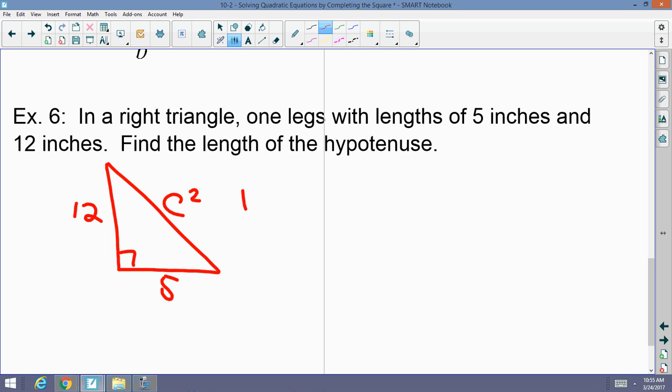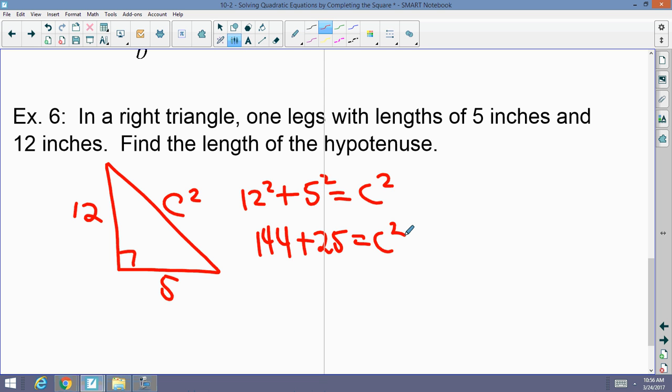So a squared plus b squared equals c squared. What's 12 squared? Plus 5 squared. That equals c squared. This is 169 equals c squared. How do I cancel out a square? By square rooting it. So c equals, it is technically plus or minus 13, but you cannot have a negative side ever. So c only equals 13.